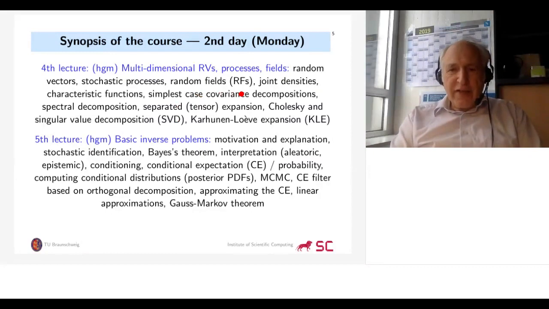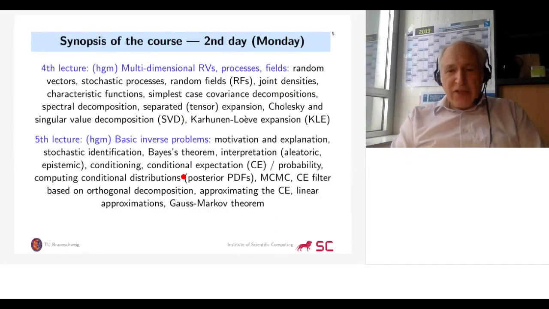So the first one on that day is going to be about multidimensional random variables and processes and fields, okay? So this is some kind of reduced order modeling for fields or multidimensional random variables, random vectors, and things like this. The thing is, as you will see, that you don't want to deal with too many random variables when you do your computations, okay? And this will be all about reducing this number of random variables, okay? These are things which some of you may know, for instance, in other areas from what they call proper orthogonal decomposition and things like this. But this will be the whole thing now here for random fields and processes, okay?